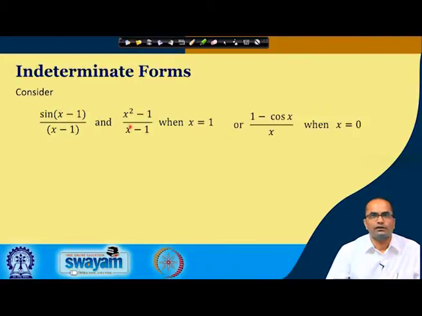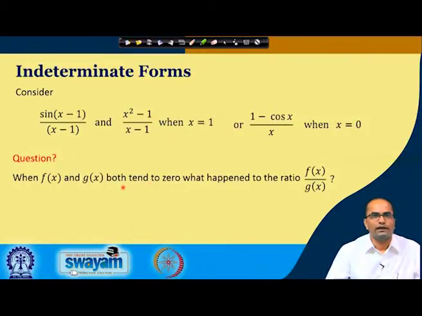Or, for example, we have 1 minus cos x over x, and we want to see what happens to this expression when x is equal to 0. If we put x equal to 0 here, 1 minus cos 0 is again 1 minus 1, so 0 divided by 0. So we have another 0 by 0 form, which cannot be evaluated directly by substituting x equal to 0. So the question is: when f and g both tend to 0, what happens to the ratio f x over g x? These are the situations we have considered in these examples.